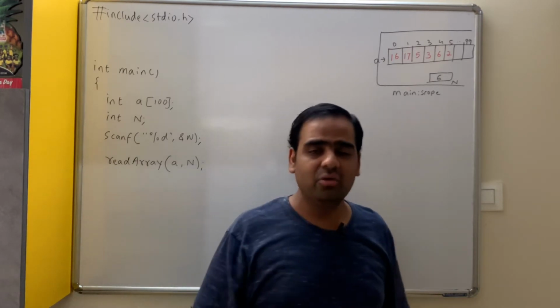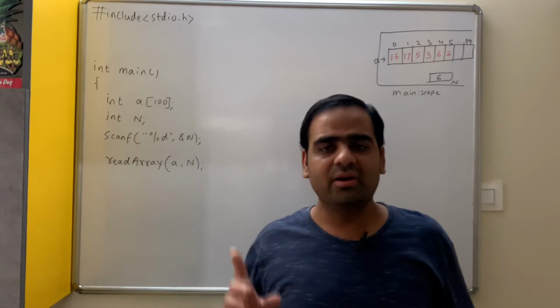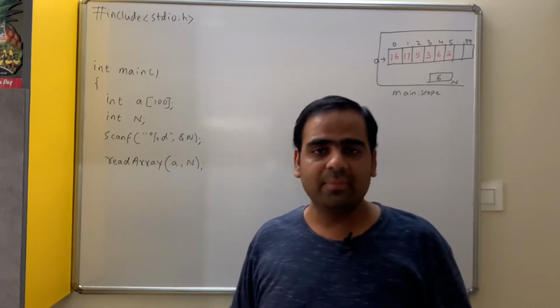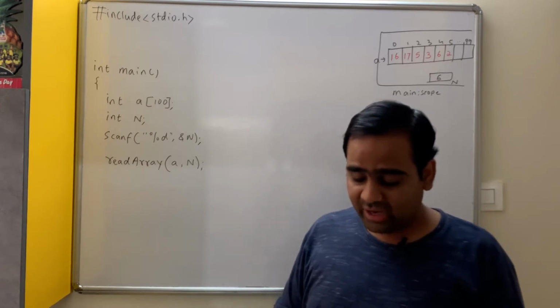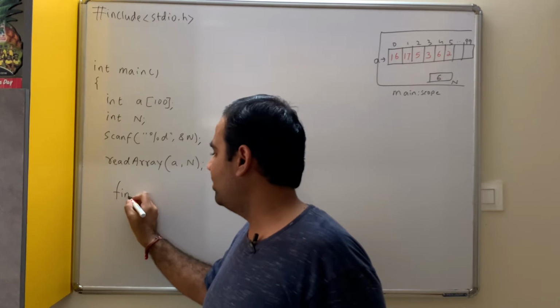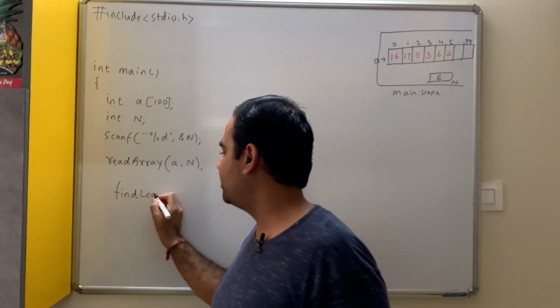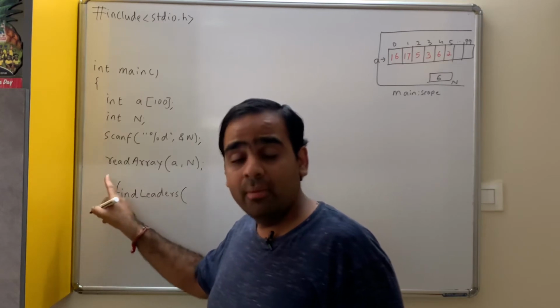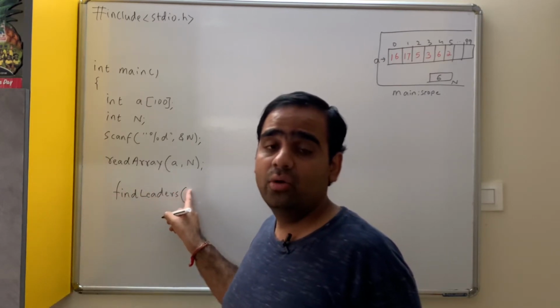Now how many values can a function return? A function can return a maximum of 1 value. Now what should be the return type of the find leaders function? If I say one function called find leaders, what should be its return type? It should be void, because a function can return only 1 value.